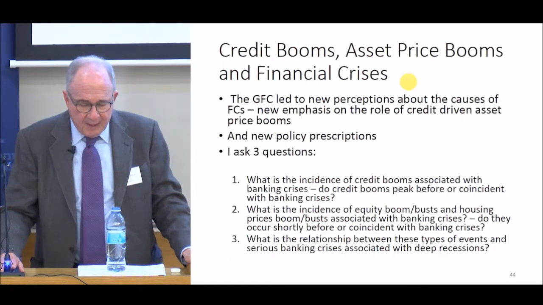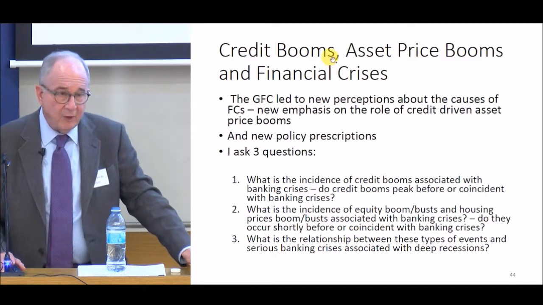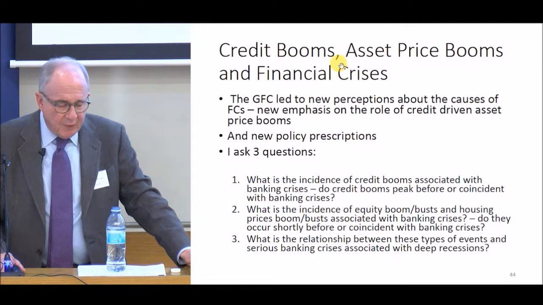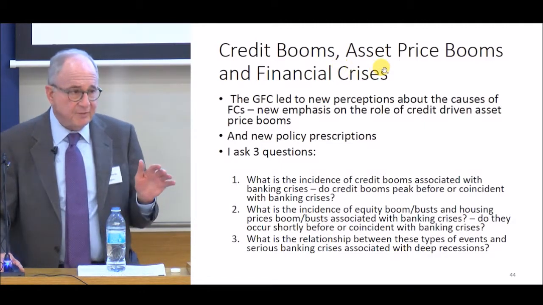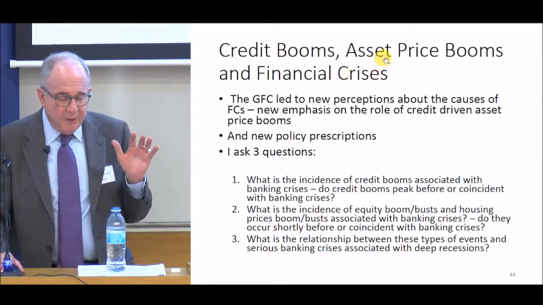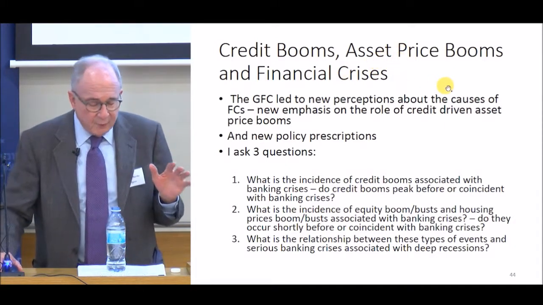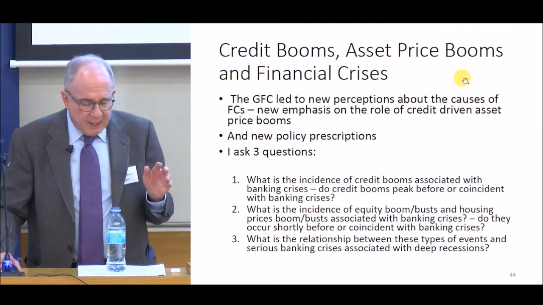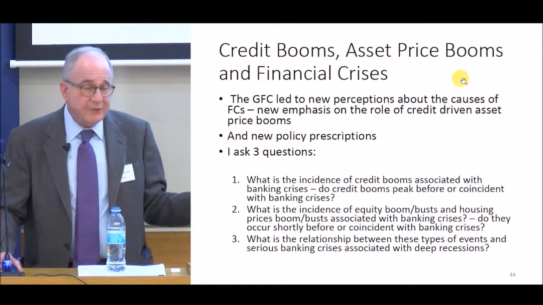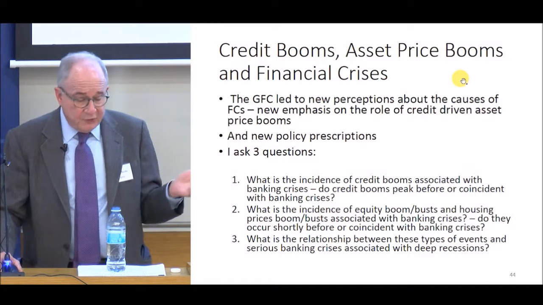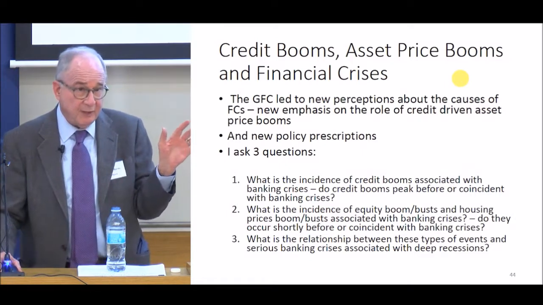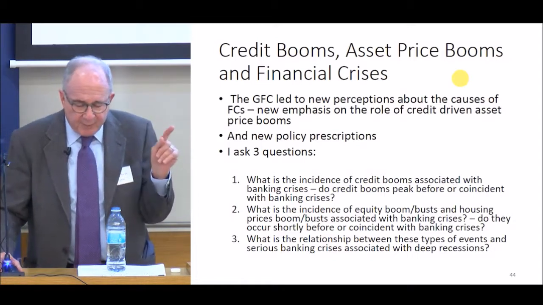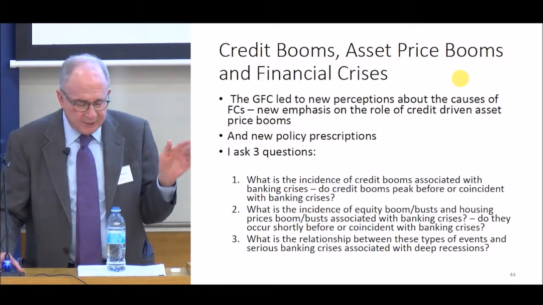So the last thing I want to do before I summarize this stuff and wrap up the talk: the global financial crisis led to new perceptions about the causes of financial crises and a new emphasis on the role of credit-driven asset price booms. So I asked 3 questions. What's the incidence of credit booms associated with banking crises? Do they peak, I use simple business cycle techniques, before or coincident with a banking crisis?